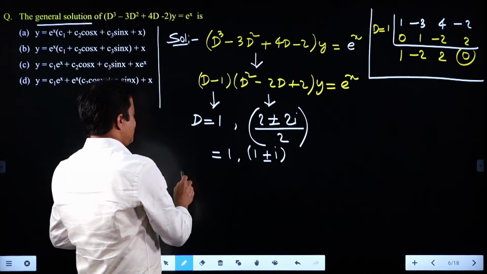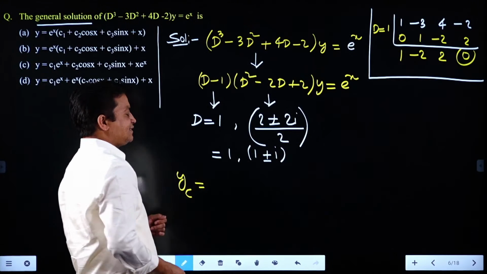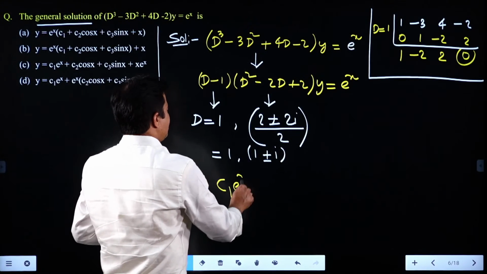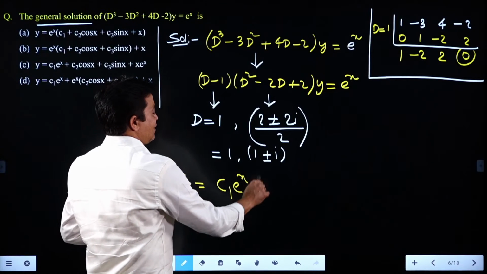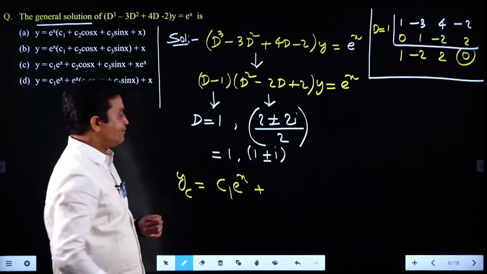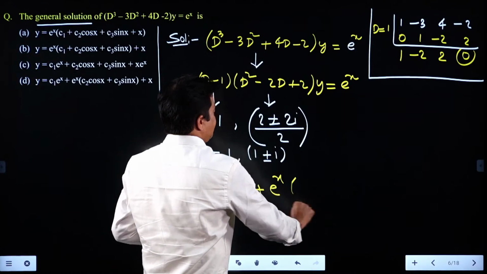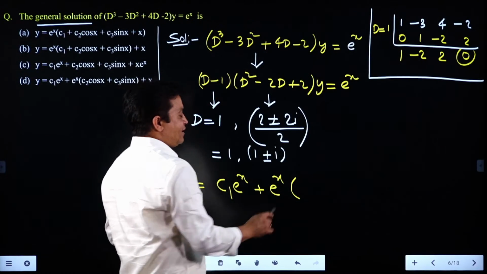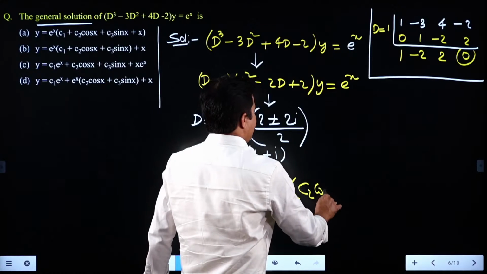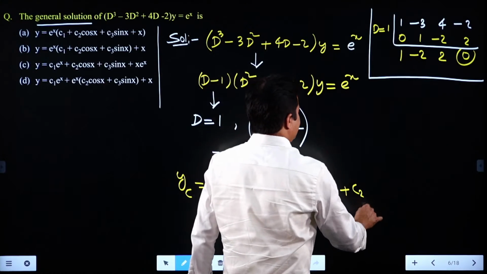Based on them you can write the complementary function yc. For the root 1, c1 e power x. Here the roots are of the form alpha plus or minus i beta. E power alpha x means e power 1x, and beta also is 1. So c2 cos x plus c3 sin x.